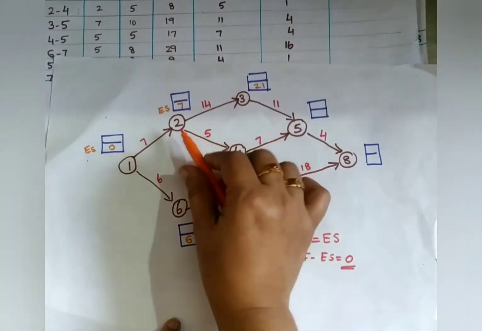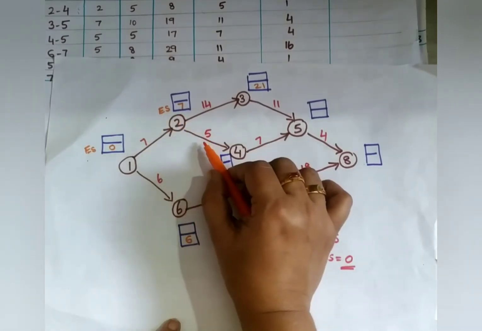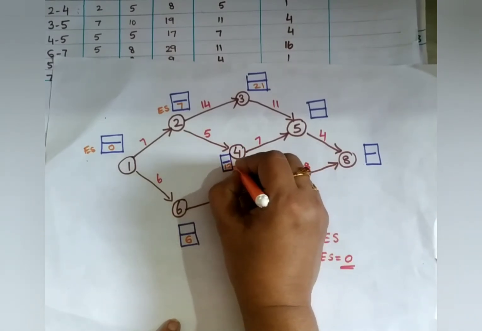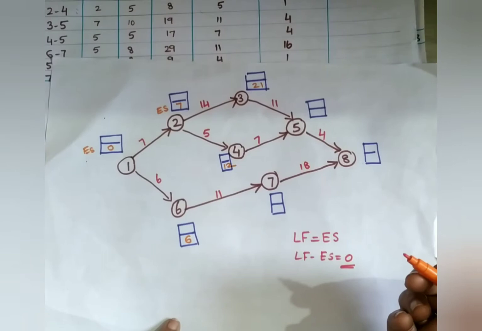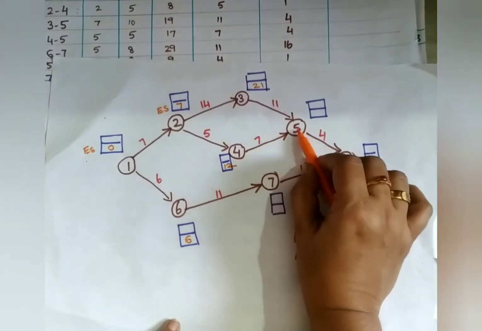Okay. Now here, 2 to 4. What is the answer? 7 plus 5. 7 plus 5, it is 12. My box is small, so I am writing here. Okay, 12. Clear. Next here, 4 to 5.